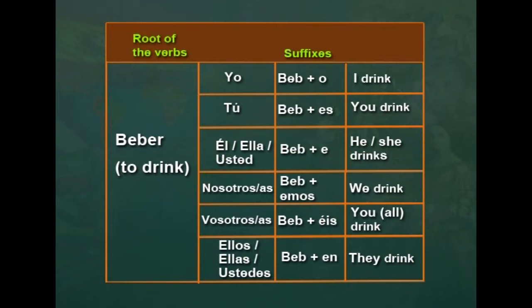Nosotros, nosotras, we add emos, bebemos, we drink. Vosotros, vosotras, we add the suffix éis. Do remember the e with an accent. Bebéis, you all drink. Ellos, ellas, ustedes beben, they drink. Ellos beben, ellas beben o ustedes beben.